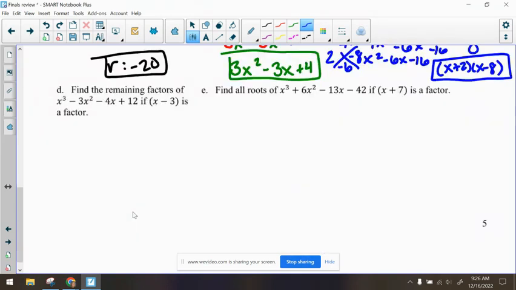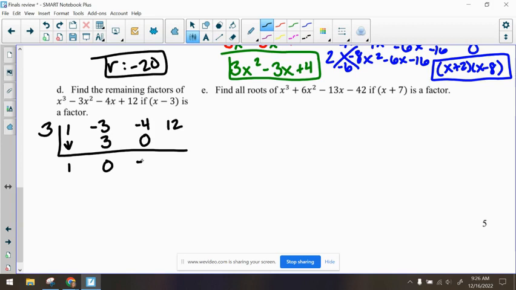Question D asks us to, again, find the remaining factors of that polynomial if x minus 3 is a factor. So same process that we're going to do on this one. 3 goes on the outside. Factors flip. This one has nothing missing, so I'm good to go: 1, -3, -4, and 12. I bring down that first one, and then I switch back and forth between multiplication and addition until I get to the end. Again, they tell me this is a factor. If I get anything else other than 0, I should recheck my work.